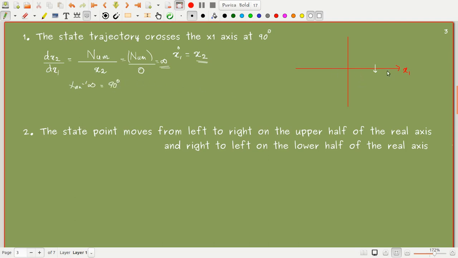So this is clear, right? So wherever we go through the x1 axis, we can see that the trajectory crosses the x1 axis at 90 degrees. Okay, here it will be downwards, but here it will be upwards. This is how the trajectory crosses the x1 axis.